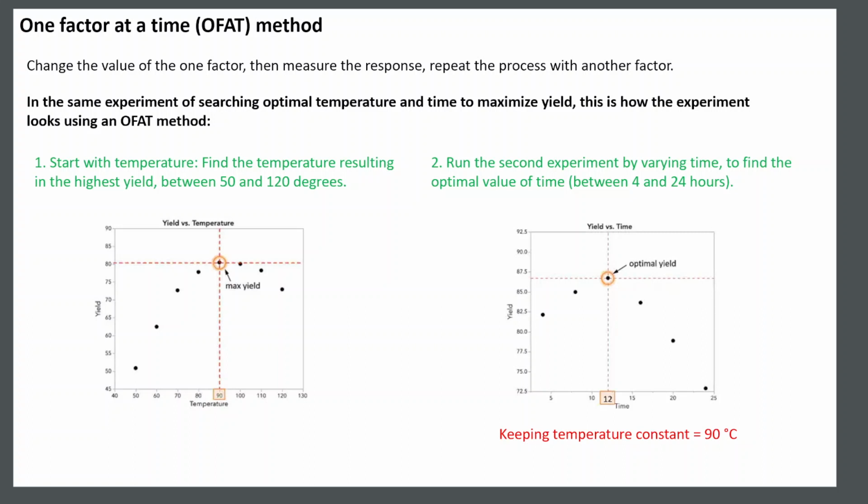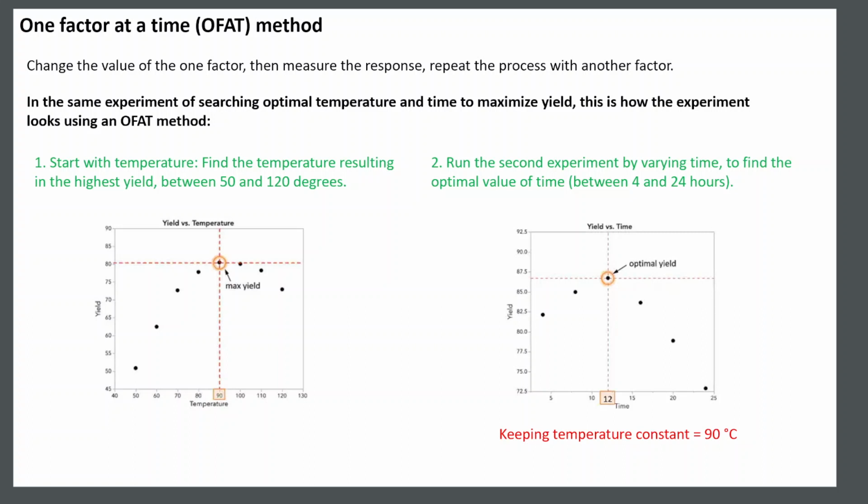For example, in the same experiment we were discussing before, where we are trying to optimize the temperature and time to maximize the yield, this is how the OFAT experiment, the one factor at a time method, will be carried out. We will start with the temperature and find the temperature resulting in the highest yield. For that, we fix the time to be like 4 hours or 10 hours, and we change the temperature and see how the yield is affected.